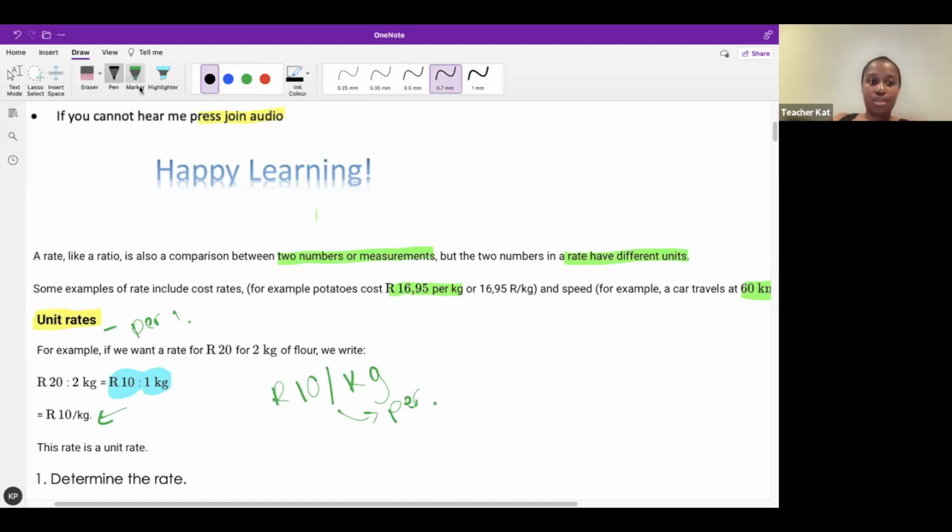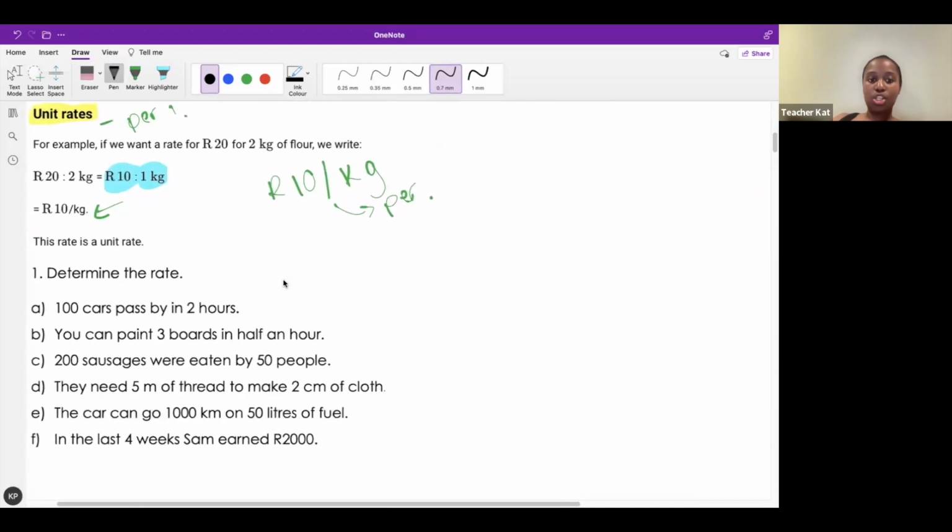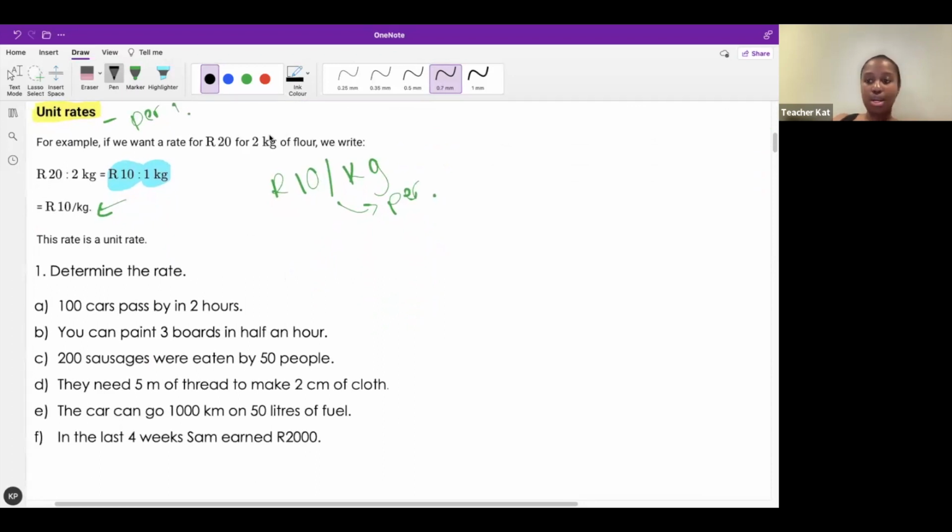For the first exercise of the day, we're going to determine the unit rates for the given information. I'm going to do this in case you guys are still looking up here. It says determine the rate. The first one says 100 cars pass by in 2 hours. So obviously we want the unit rate, which means we want to know how many cars pass by in 1 hour. If 100 cars pass by in 2 hours, how many will pass by in an hour? That is half the time.